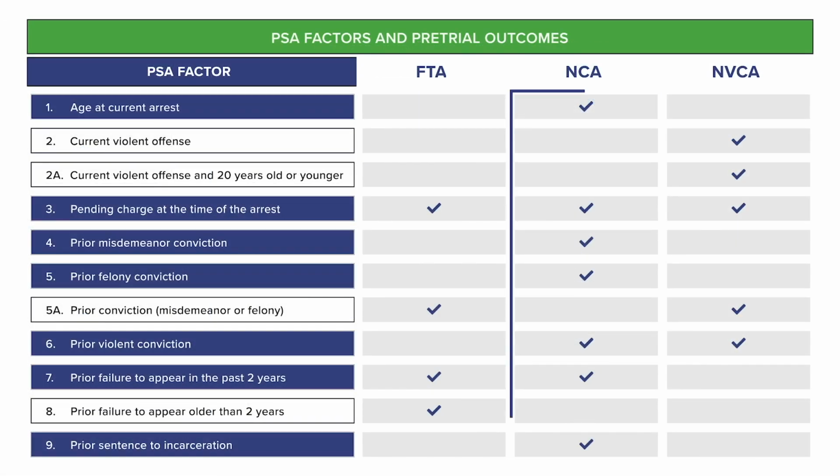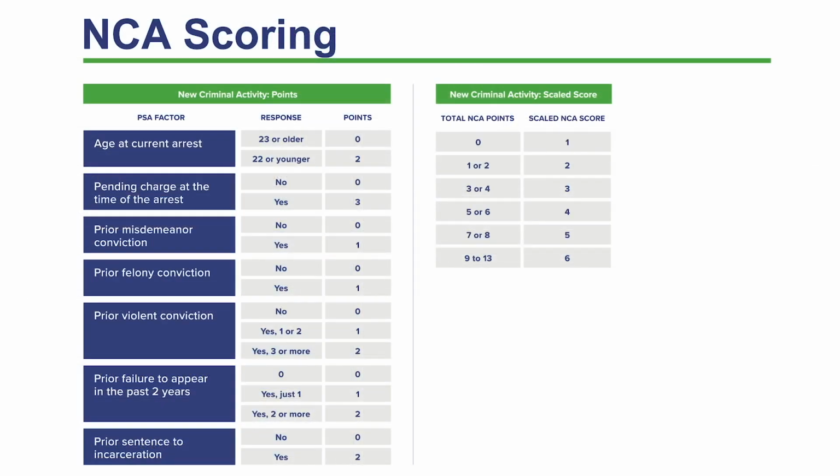Now let's look at the NCA scale. 7 factors contribute to the NCA score. Like with FTA, some factors are scored as yes or no, and other factors count the number of instances. You can see that the factors have different weights, depending on the answer. For example, 3 points are scored if the person has a pending charge at the time of the arrest. 1 point is given if the person has a prior felony conviction. Remember that the higher the weight, the greater the likelihood of that outcome occurring.